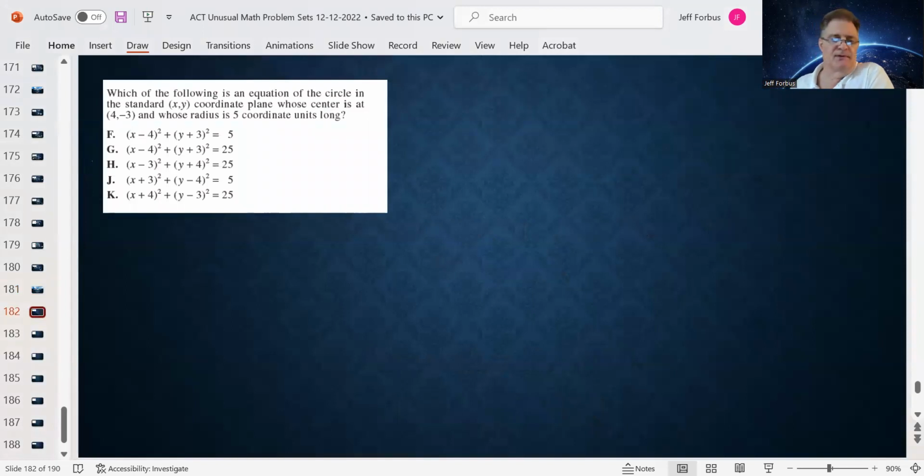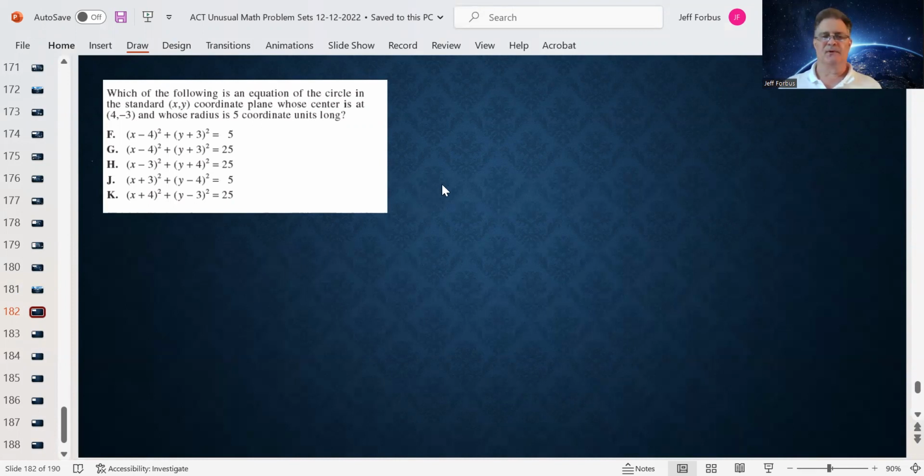Okay, the first question looks like a circle question, just by scanning the answer choices. Which of the following is an equation of the circle whose center is at 4, -3 with a radius of 5?